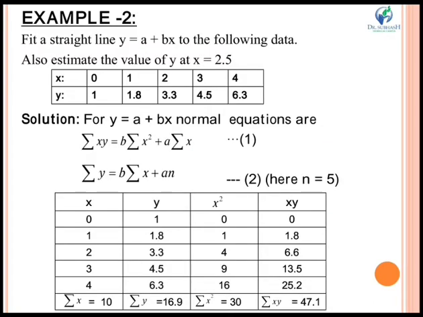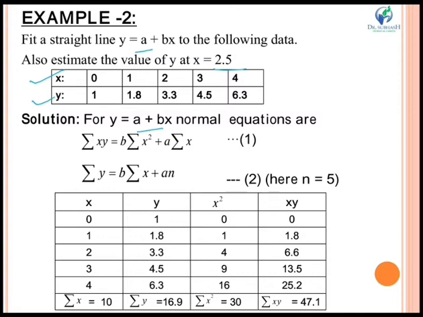Now let us take one more example. Fit the straight line y equal to a plus bx to the following data. Also estimate the value of y at x equal to 2.5. See, here we are given values of x and y, and our equation of straight line is a plus bx. So we will change our normal equations accordingly.